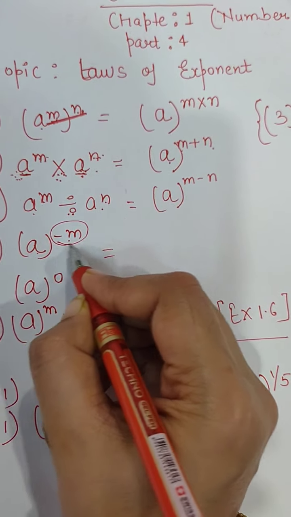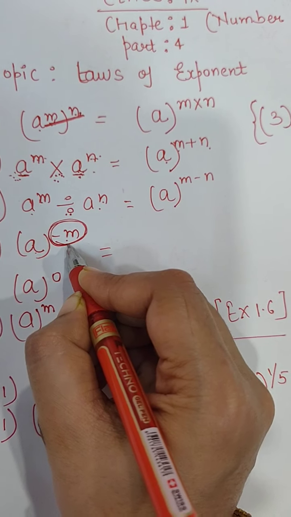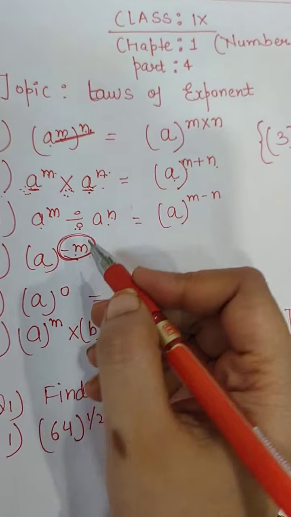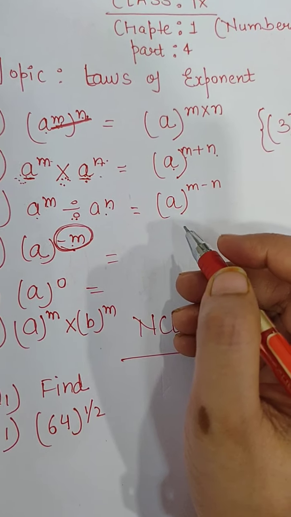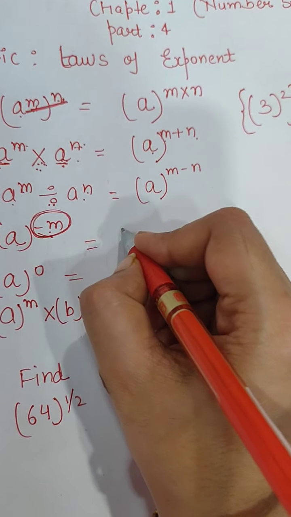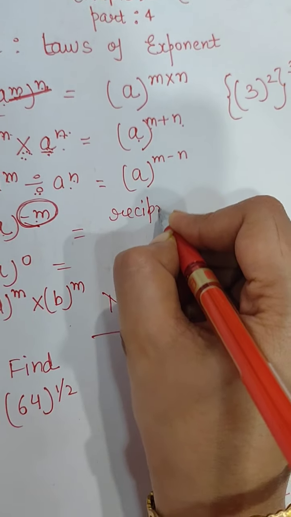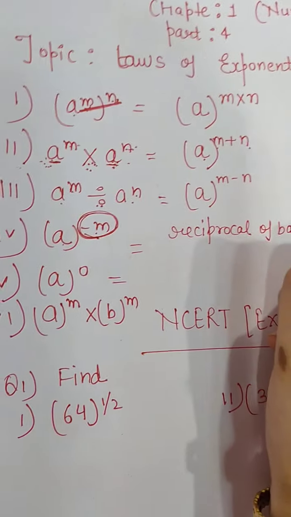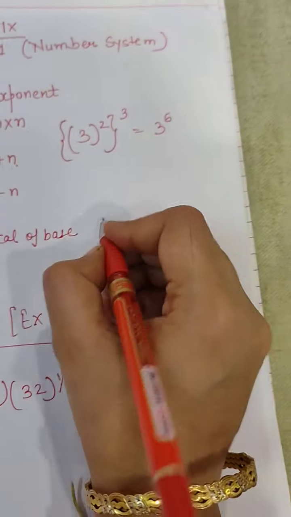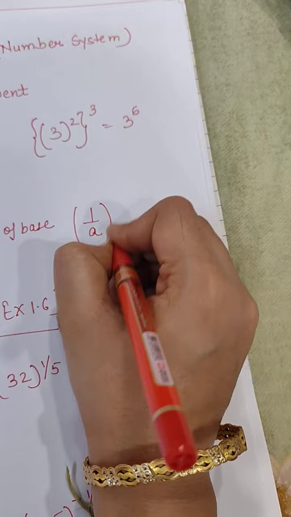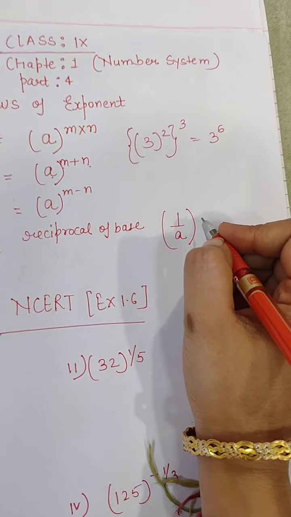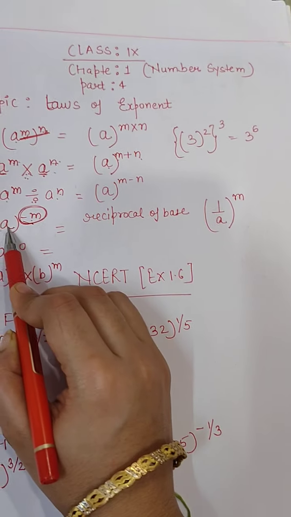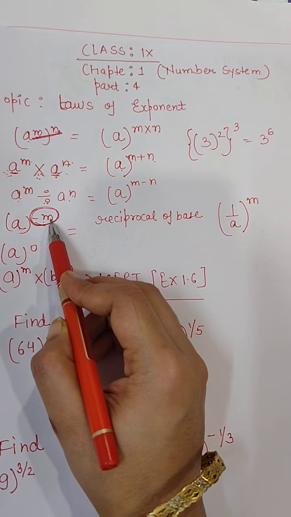Now next is a raised to the power minus m. When the power is negative, there is no solution. First we have to convert this negative power into a positive power. How to convert negative power into positive power? By the reciprocal of the base. What is the base? a. And what is the reciprocal of a? 1 upon a. By the reciprocal of the base we can convert negative power into positive. Now the answer will be 1 upon a raised to the power positive m.